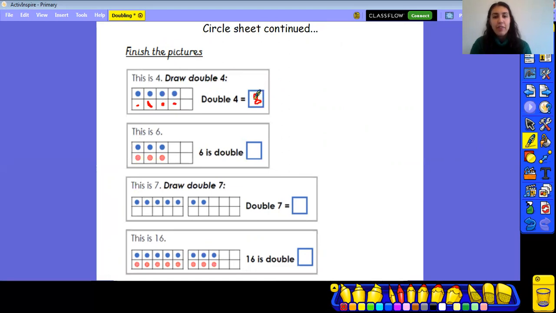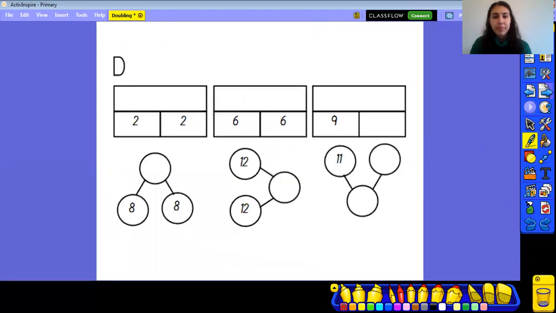Excellent. And then for this one, you've got your whole and you now need to work out what it is double of. So 6 is double. What have you got 2 times? Write it in the box. Once again, pause the video here or download the sheets from the website.